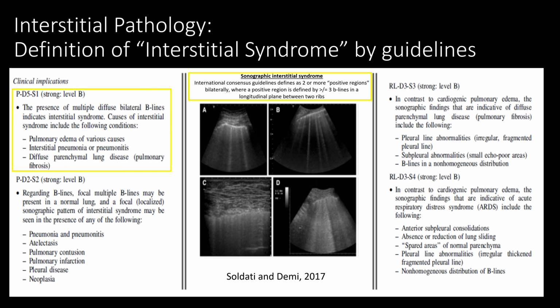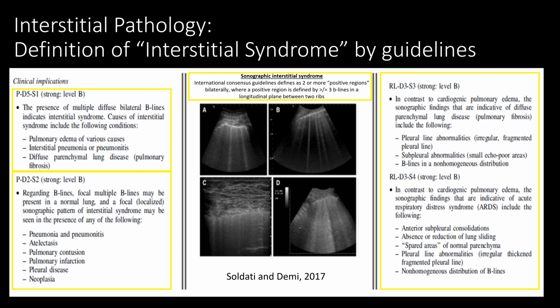Now, the causes of interstitial syndrome are variable. The most common one that most people think of is pulmonary edema. However, both ARDS and DPLD, or interstitial lung disease, are also possible etiologies of interstitial syndrome. If B lines are not bilateral and diffuse, but rather focal, we tend to think of other causes like pneumonia or pneumonitis or atelectasis or some of the other causes highlighted in the box here.